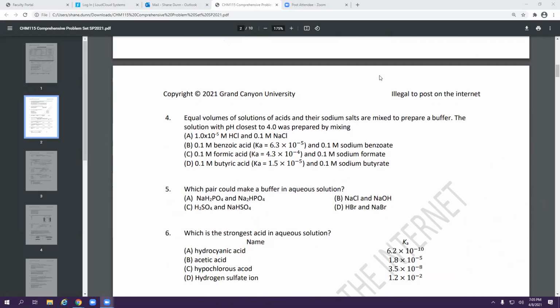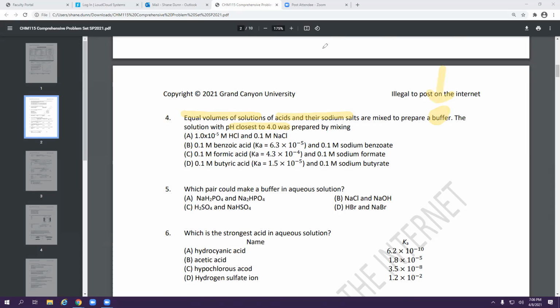Okay. Equal volumes of solutions of acetic acid and their sodium salt were prepared to make a buffer. The solution with a pH closest to 4 was prepared by mixing. So let's circle the things. Let's use a highlight function. Equal volumes of solutions, that's important, of acids and their sodium salts. Okay. Our mix prepares what? Buffer. pH close to 4.